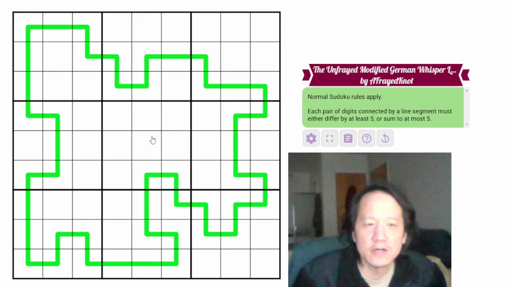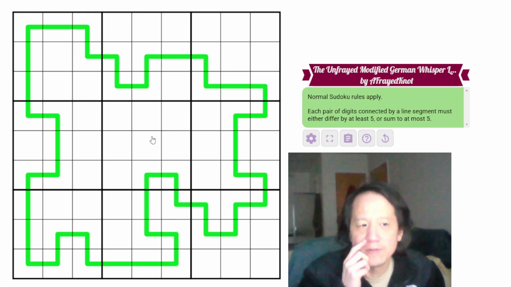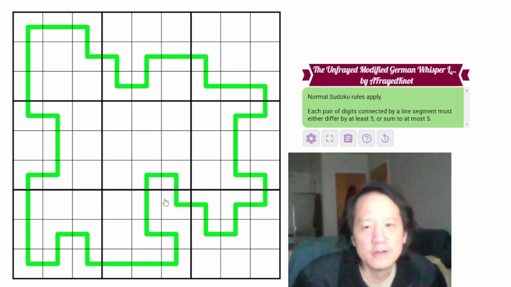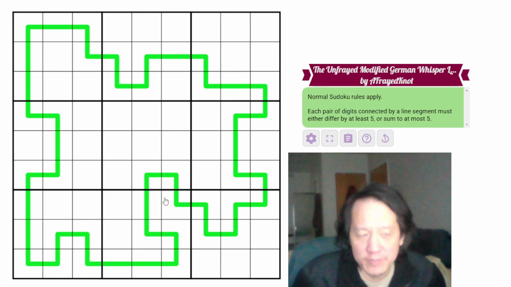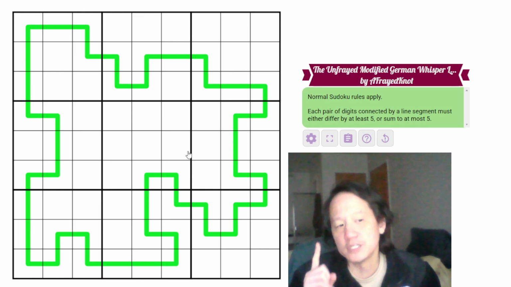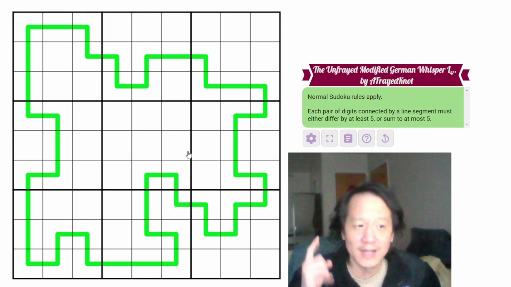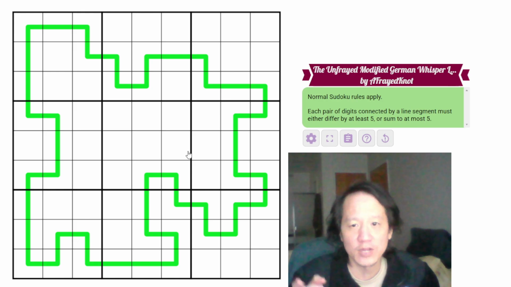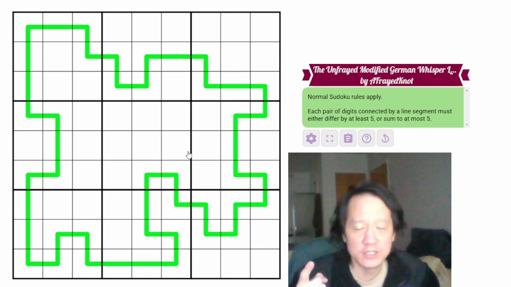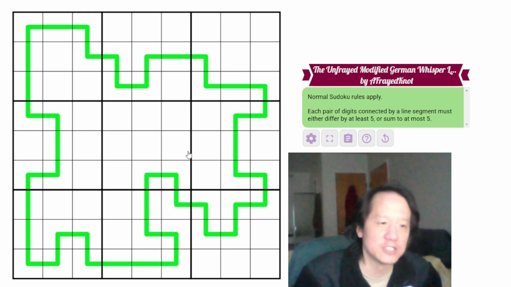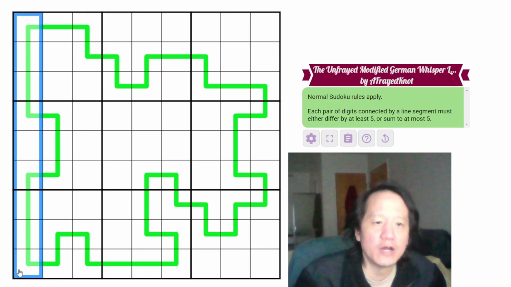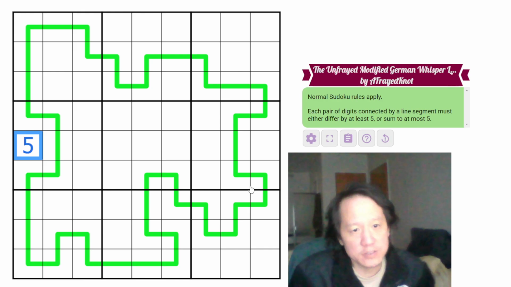Let's go. Okay, well, even on this modified German whisper line, you cannot have a 5 on it, right? Because 5 with another digit never adds up to less than 6, so it can never add up to 5 or less. And 5 is not 5 away from any other digit on a normal Sudoku, right? 5 is 5 away from 0, which is not a normal Sudoku digit, or 10, which is not a digit. So in column 1, where is the 5? It has to be here. So this is a 5.